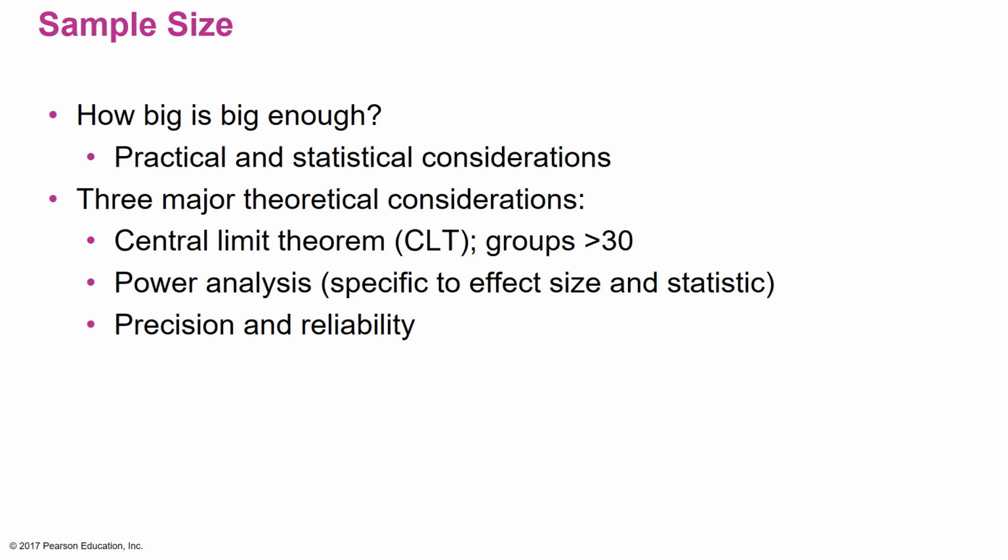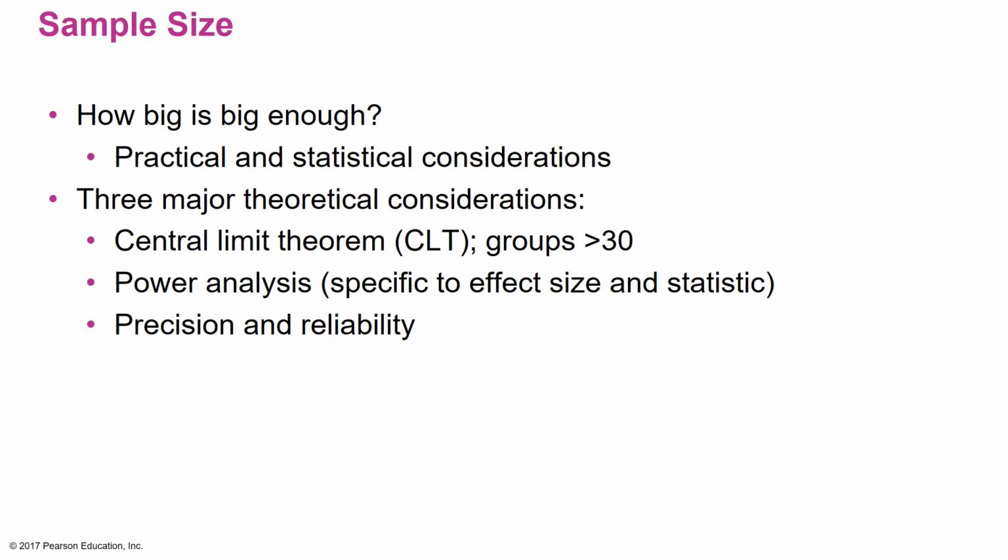Three major considerations when you're trying to determine sample size. The first one is central limit theorem: groups greater than 30. Your power analysis. Typically, you can run this with online calculators, and based on the effect size and the p-value you're going after, it will return: well, in order to detect a p-value at this level, at a minimum, you should have X number of people.